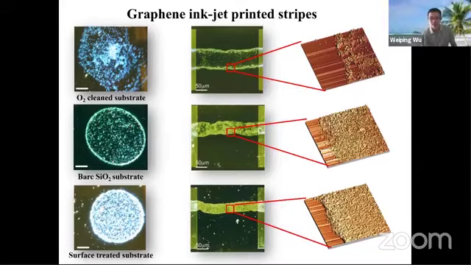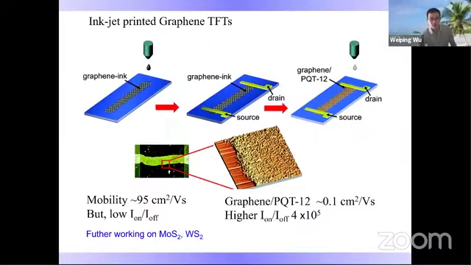It forms these conductive channels, and we typically get spots of about 80 microns. By overlapping these spots, we can form stripes of graphene connected by gold electrodes. This allows us to fabricate field effect transistors, and the mobility of this device is about 95, about 100. But due to the zero band gap of graphene, we have a very low on-off ratio.